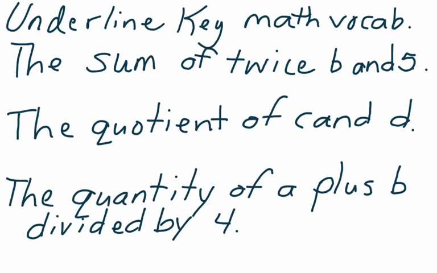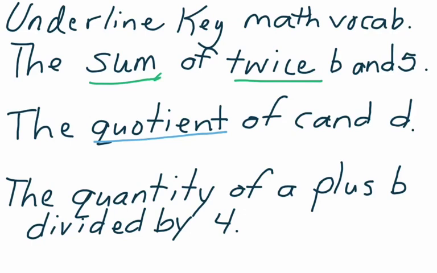What are the key math vocabulary words in this example? Sum, twice. Okay. We are going to come back to this. The next one is the quotient of C and D. What is the key math vocabulary word in this statement? Good, quotient. The last example we're looking at says the quantity of A plus B divided by 4.